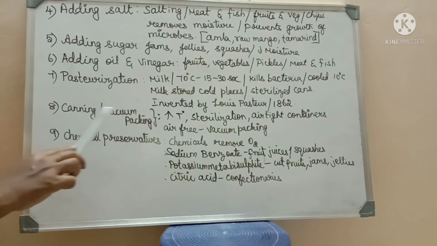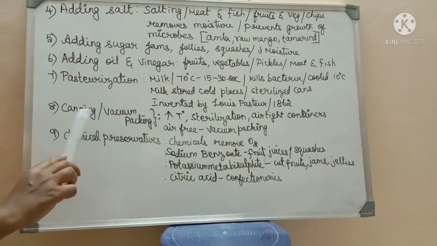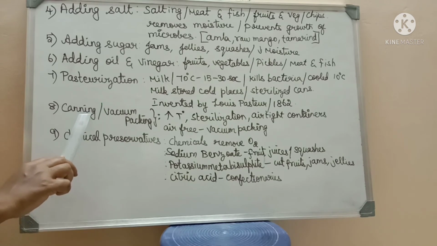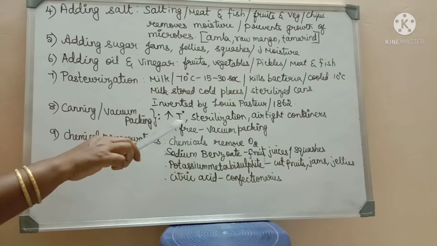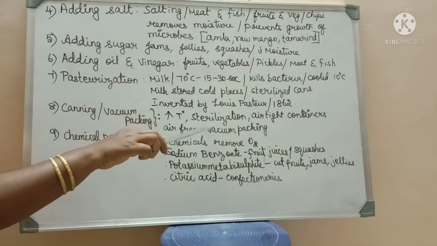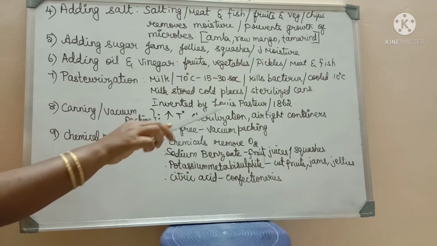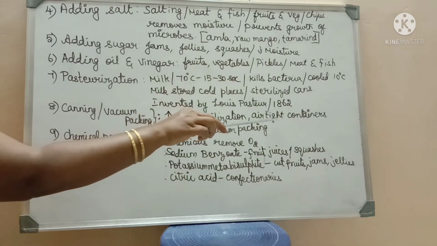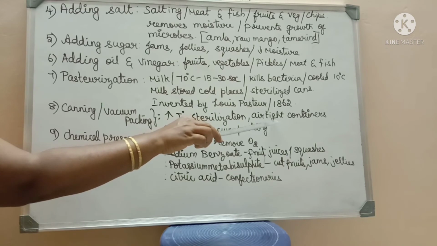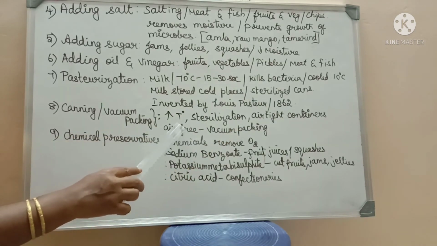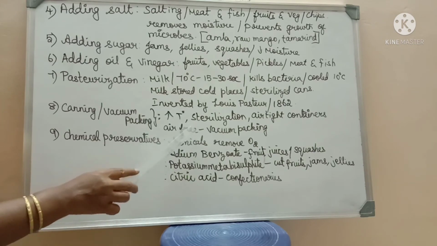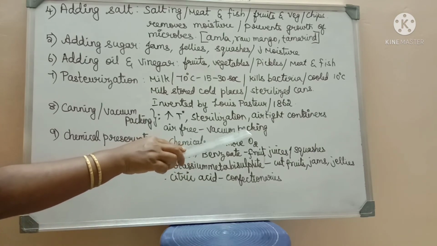The next method is canning or vacuum packing. Canning means removing air from the foodstuff. When the temperature is raised, it does not allow the bacteria to survive. So, the food becomes sterilized. Immediately, the sterilized food is packed in an airtight container. So, the container is now free of air. Since it is free of air, it is called vacuum packing.